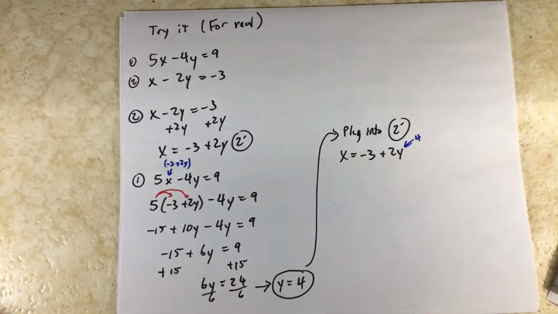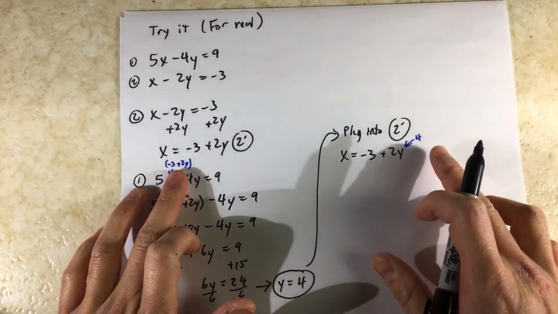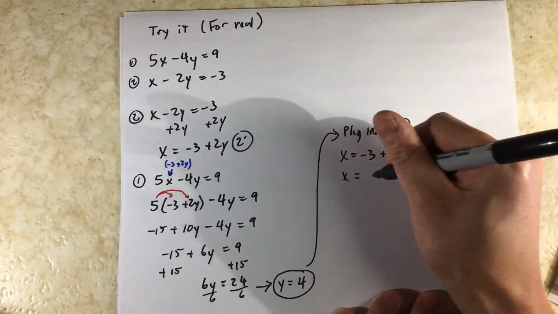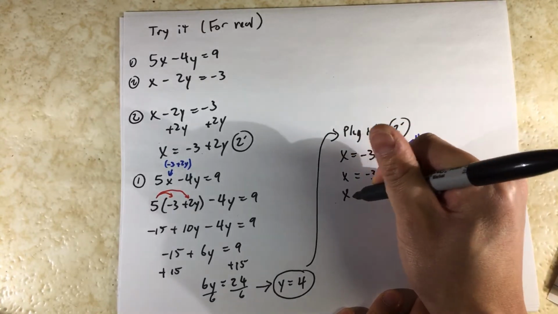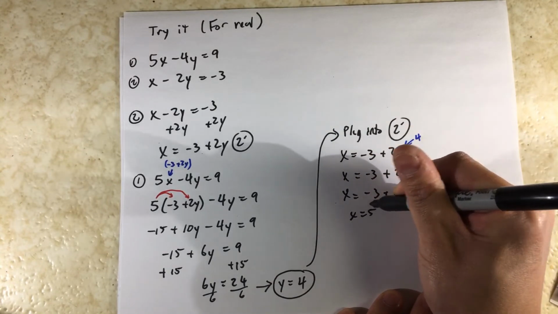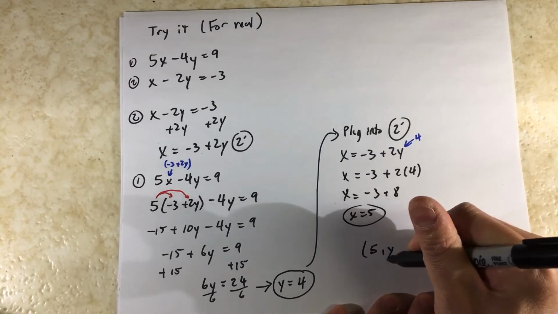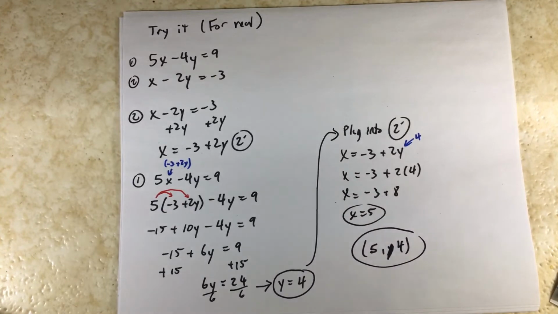One of the ideas about algebra, if you feel really comfortable with it, is that numbers and expressions are basically the same thing. So if you can plug in a number, you can plug in an expression. It's the same idea. Negative 3 plus 2 times 4. So x equals negative 3 plus 8. X is equal to 5. So we get our answer: x equals 5, y equals 4. There we go.